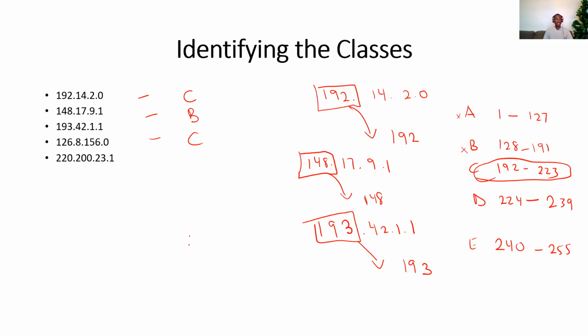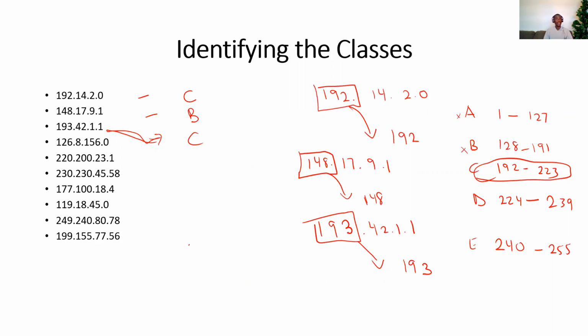The various examples on screen, you could do them at your own convenience. So considering the examples we have on screen, you could pause your video and try and attempt it. If you have any difficulty in identifying any of the classes for these IP addresses, just leave me a comment and I'll respond to it.